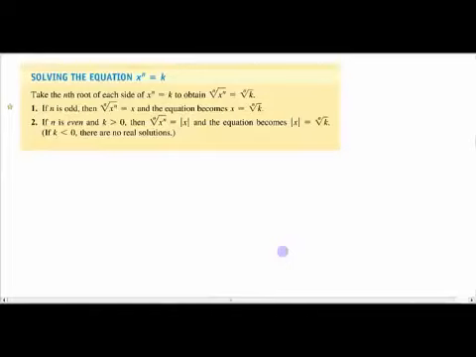If n is even and k is greater than 0, then the nth root of x to the nth equals the absolute value of x, and the equation becomes the absolute value of x equals the nth root of k. Of course, if k is less than 0, or in other words, negative, there are no real solutions.